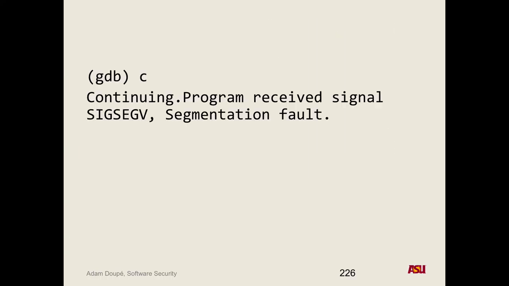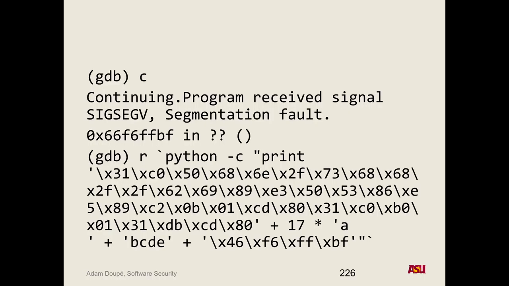So if we go forward, we'll see we get a seg fault, and it'll say exactly, hey, I couldn't access this memory. I tried to access BFF6FFBF. And if you do info registers, it'll print out all the registers, and you can see that EIP has this value, which means that, okay, we almost got it correct, right? But the problem was, A, the stack changed, and B, we didn't take into account the endianness.